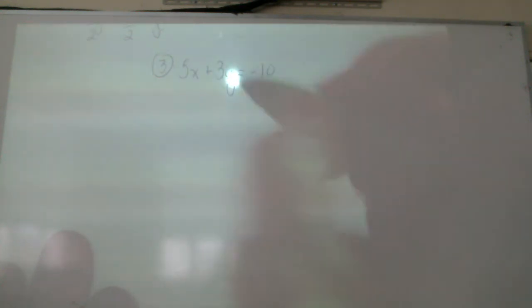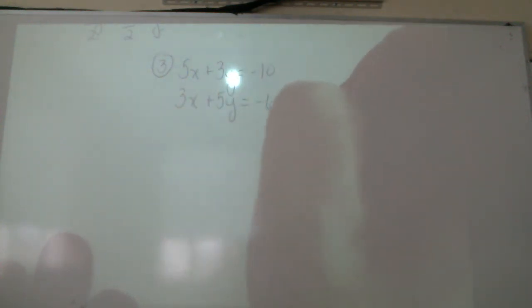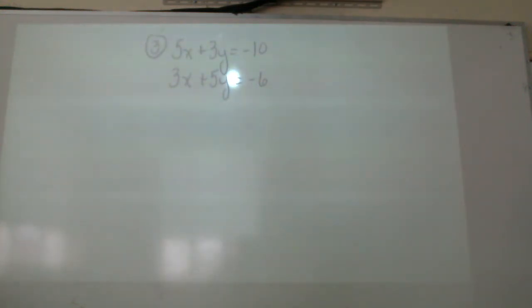Okay, let's take a look at one final problem, number 3. We've got 5x plus 3y is equal to -10, and 3x plus 5y is equal to -6. All right, so if I take a look at this problem, I don't have the same number for either variable, and I don't have opposite signs. So there's really no easier variable to eliminate. Well, we eliminated x in the last problem, so let's decide to eliminate the y. I've committed to eliminating the y.